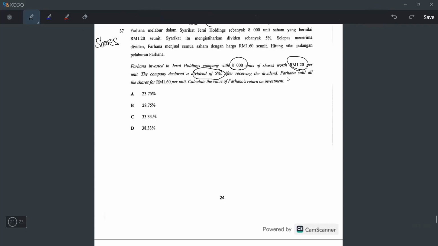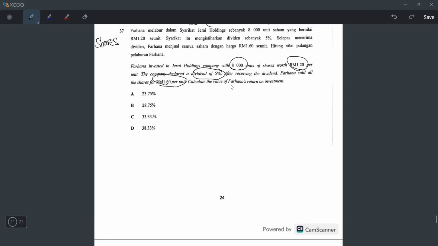After receiving the dividend, Farhana sold all the shares at 1 ringgit 60 cents per unit. Hey, can you see? Originally, when he bought it was 1 ringgit 20 cents, but he sold at 1 ringgit 60 cents. Yeah, he wants to earn. Of course he will sell more than the original price. If he sold less than it, then what's the point? If you want to earn money, you have to sell a little bit more expensive.